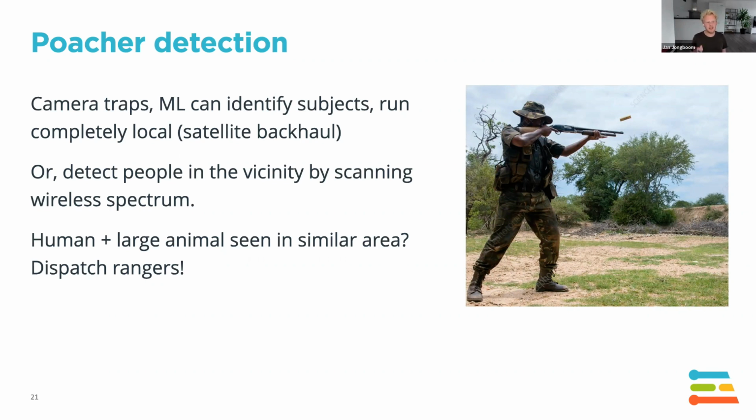A second thing that they actually do is to detect, I said a little bit, but they detect people in the vicinity by scanning the wireless spectrum and looking at kind of LTE signals. How cool is that? And the way to do it is ML, right? You have a spectrogram, you train it on, okay, this is what chirps from a GSM modem actually looks like. Okay, cool, let's run it. And whenever you see humans and large animals in the same area, dispatch rangers. As easy as it is.